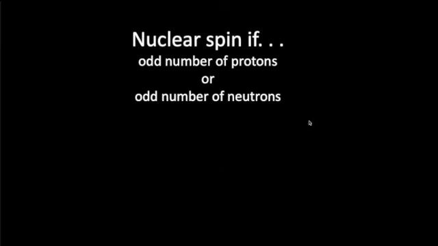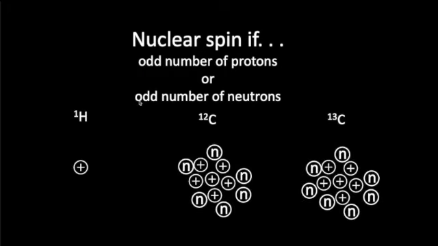Now, different nuclei sometimes spin, and we call that spin a nuclear spin. And the atom's nucleus will spin if it has one of two things. It needs an odd number of protons or an odd number of neutrons inside of that nucleus. If it has either of those situations, an odd number of protons or an odd number of neutrons, it will spin, and that will give us some interesting properties.